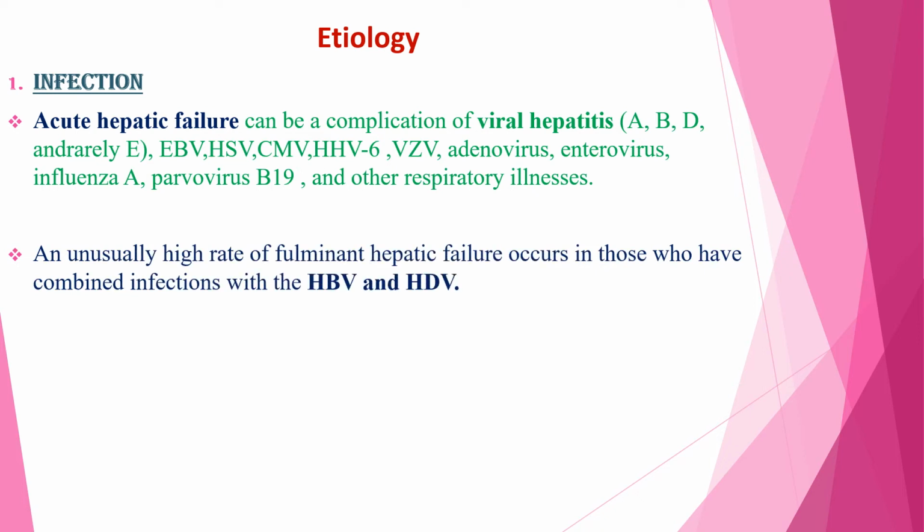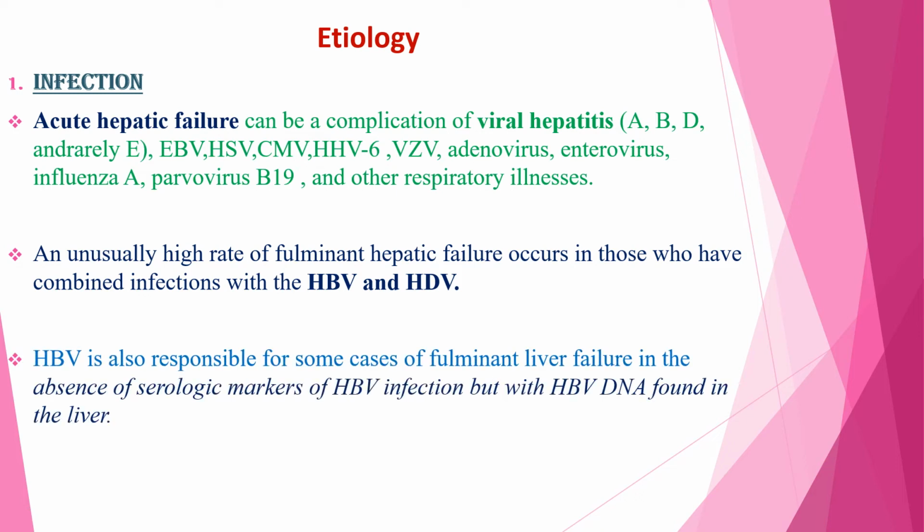An unusually high rate of fulminant hepatic failure occurs in those who have combined infection with hepatitis B virus and hepatitis D virus. Hepatitis B virus is also responsible for some cases of fulminant liver failure in the absence of serologic markers of hepatitis B infection. But even if hepatitis B surface antigen is negative, there is hepatitis B virus DNA found in the liver.